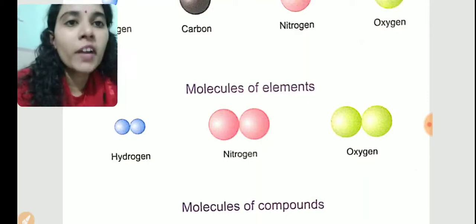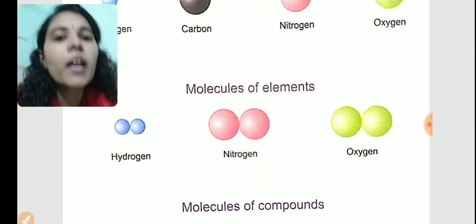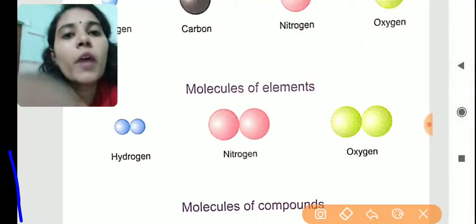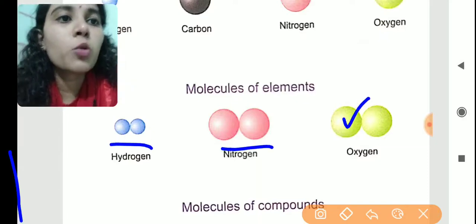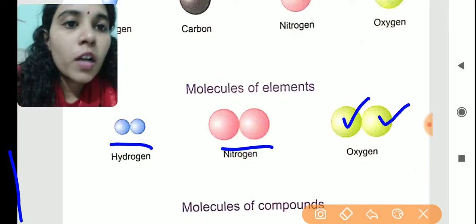Okay, a group of atoms is called a molecule. So here how many atoms are there? 2 atoms are present, right? 2 atoms of hydrogen, 2 atoms of nitrogen, 2 atoms of oxygen. So they are known as molecules.